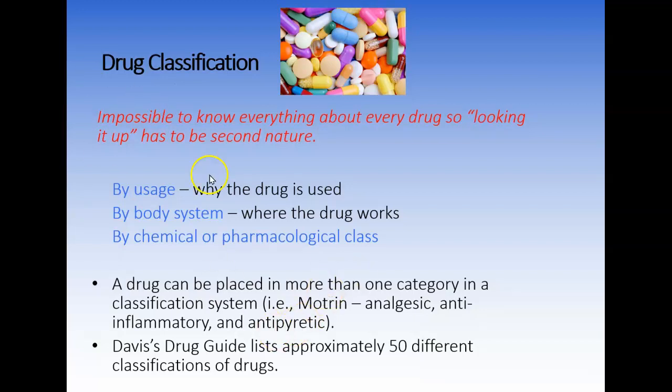So we use Davis's Drug Guide, and they list approximately 50 different classifications of drugs. But if you use one online, I'm sure you'll probably find one with more. But it's always great to have a useful companion. And a lot of the electronic health records these days actually have some of those things built into them as well. And of course, you can always work with your pharmacist, who is also a trusted colleague as well.